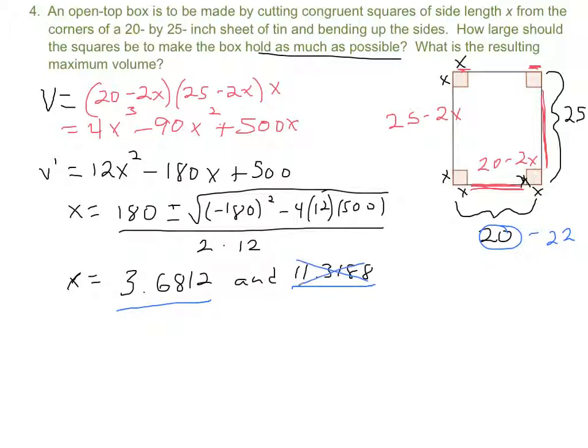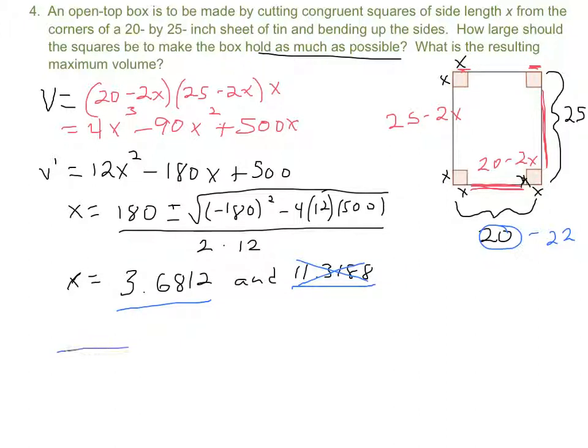So 11.3188 is not in our domain. In fact, the largest that x could be would be 10, and the smallest it could be would be 0. So 3.6812 is the only critical number that works in our context.